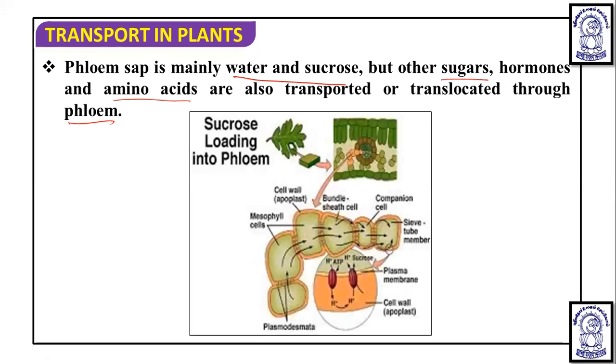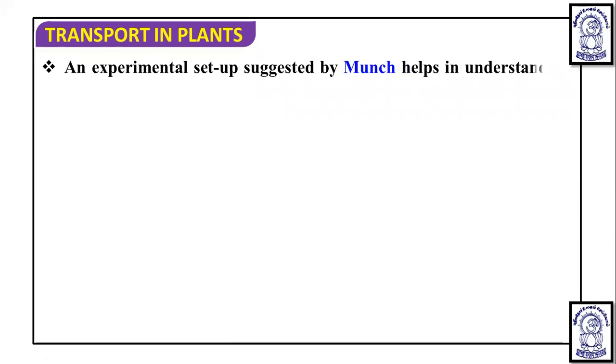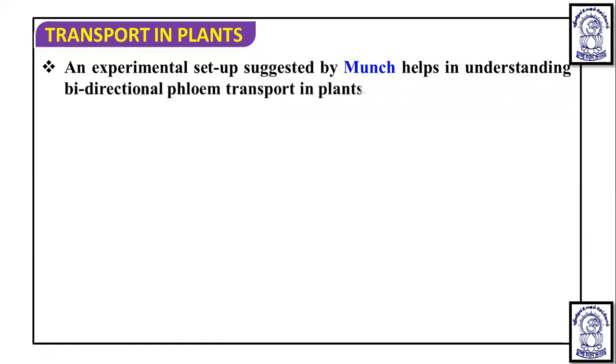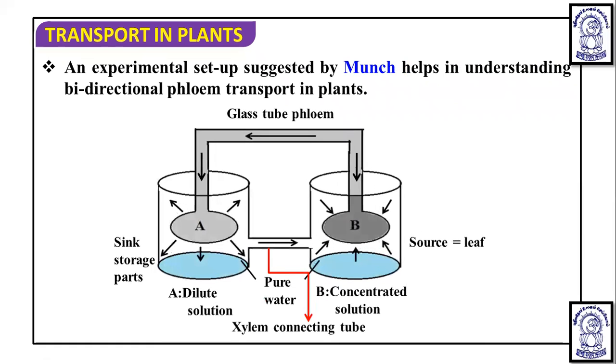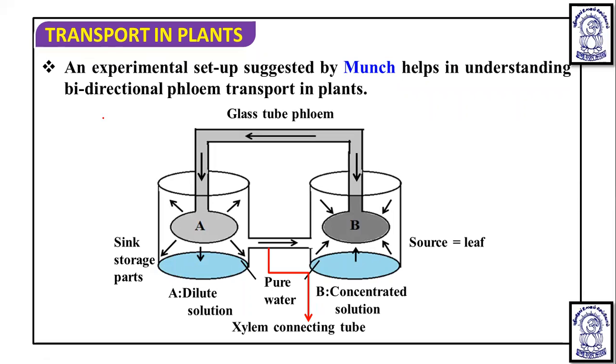And in this, the loading and unloading mechanism will work. In the loading mechanism, we will discuss how the pressure flow hypothesis helps. So an experimental setup suggested by Munch helps in understanding bidirectional phloem transport. Munch gave this phenomenon through an experimental setup, and in this you can see a diagram. This is acting as a source and this is acting as a sink, which is a storage part and leaf.